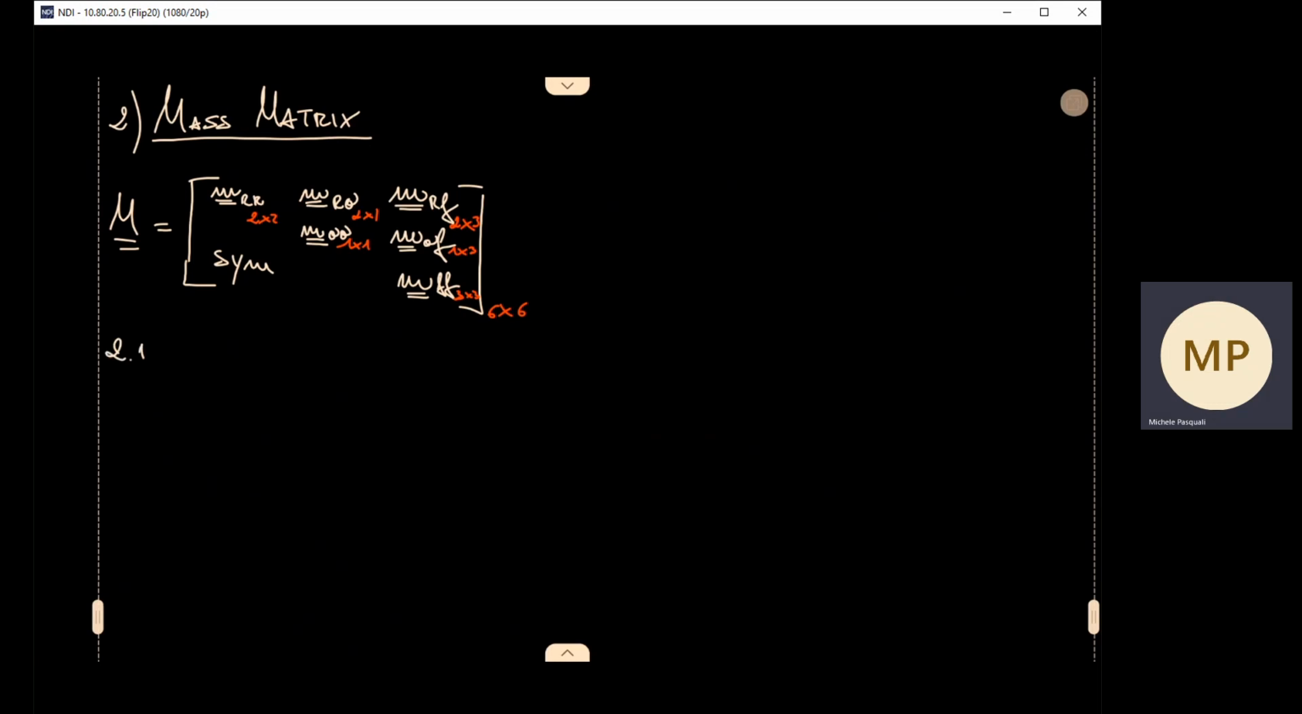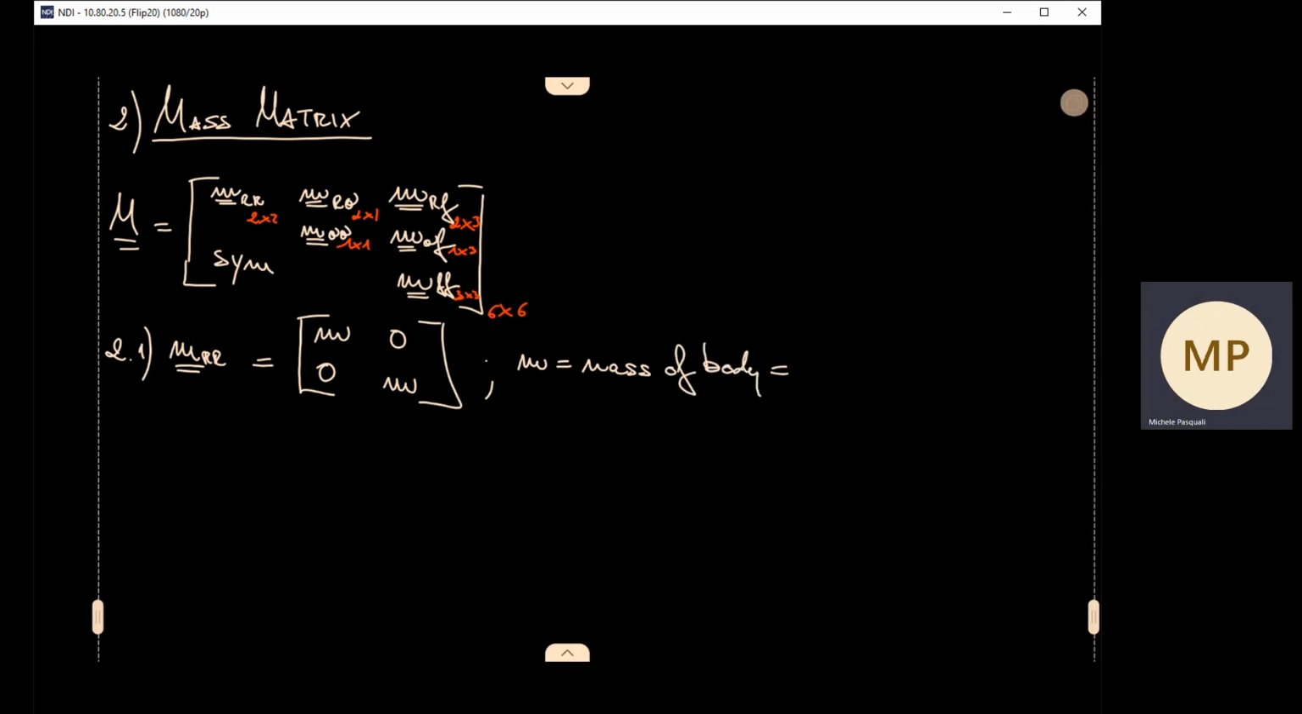So 2 times 1, M_RR. Okay. Well, this is pretty much always the same. It's M, it's constant, where M is the mass of the body. And this we already anticipated, no? So this was super easy. Now 2.2.